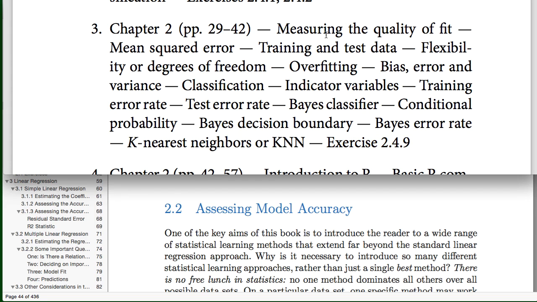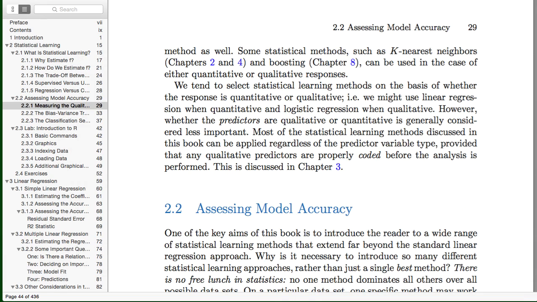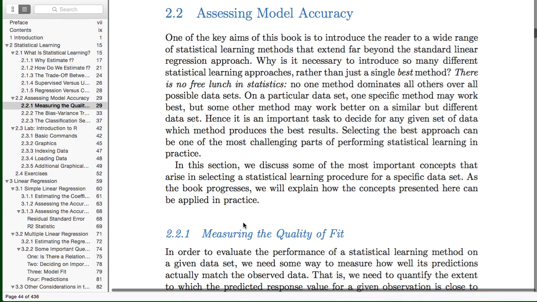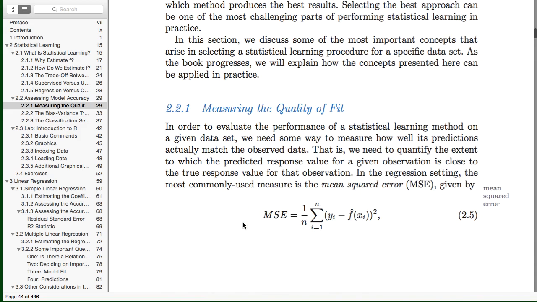In this first one, I'd like to cover these topics here: measuring the quality of fit, mean squared error, training and test data, flexibility or degrees of, aka degrees of freedom, and overfitting. So let's get started. This is actually section 2.2 of the textbook. 2.2.1 in particular is the subject of this video, measuring the quality of fit. And there's a very common way to do this that we're going to look at now.